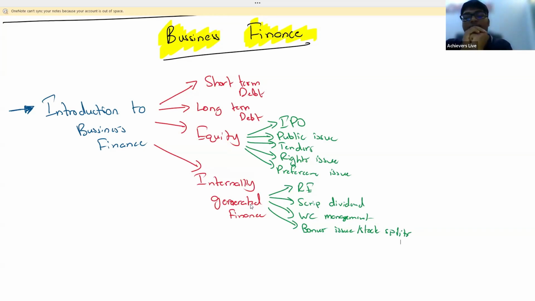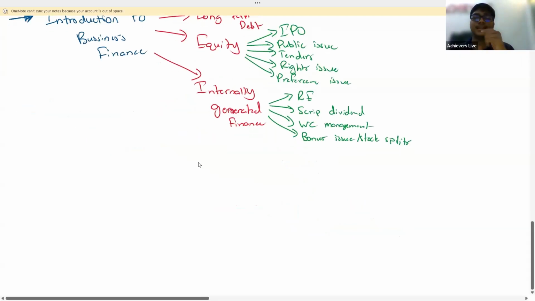No, wrong answer, Anna. How do bonus issues and stock splits raise finance? They make the shares more marketable. Correct. Rosara and Aveen, correct. They increase the marketability of the shares. What is the next thing? Internally generated finance. Next thing.